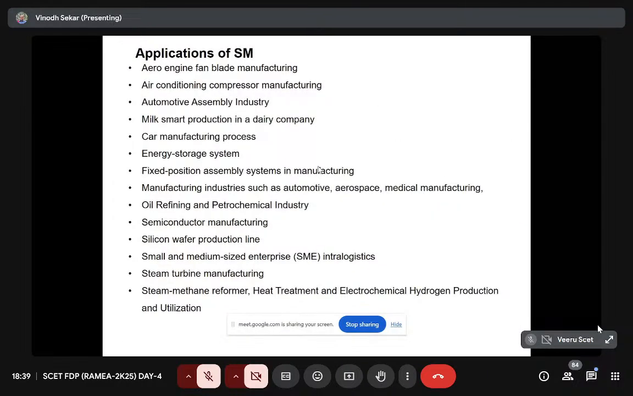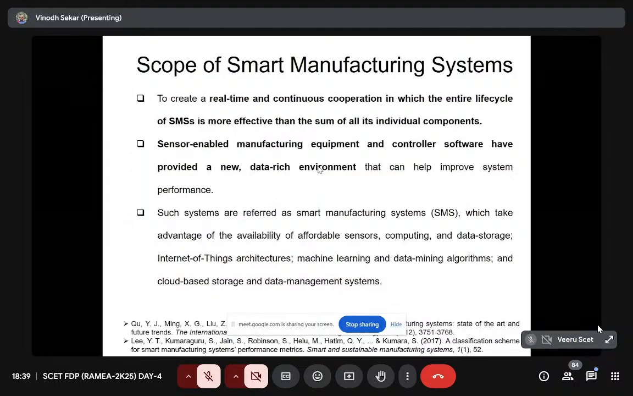And the application domains are diversified. We could say it's in almost all industries and industrial establishments, including small and medium enterprises and small scale industries. We could see the implementation of smart manufacturing. Even the small scale industries have interest.